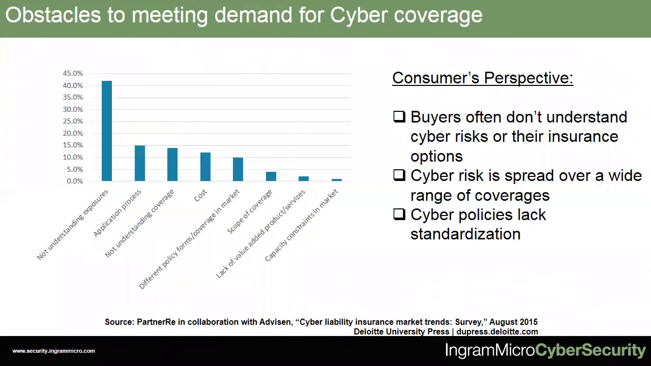If you look at the obstacles from the consumers' perspective, it's quite easy to understand that buyers are not able to understand what cyber risk they might get, or what insurance options are available in the market. It's not so easy to understand. The second point is that cyber risk is spread over a wide range of coverages. There are so many offerings from cyber insurance companies, with different options offering different levels of coverage, different kinds of coverage, and different exclusions. Those are also not easy to understand for a simple buyer.